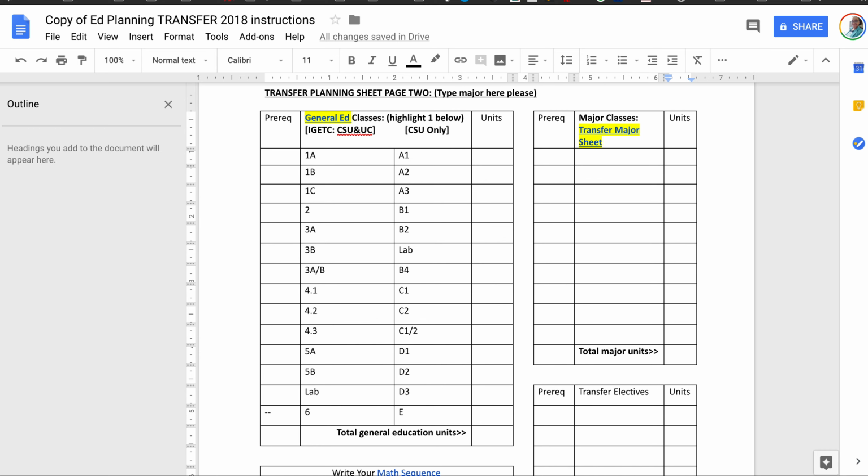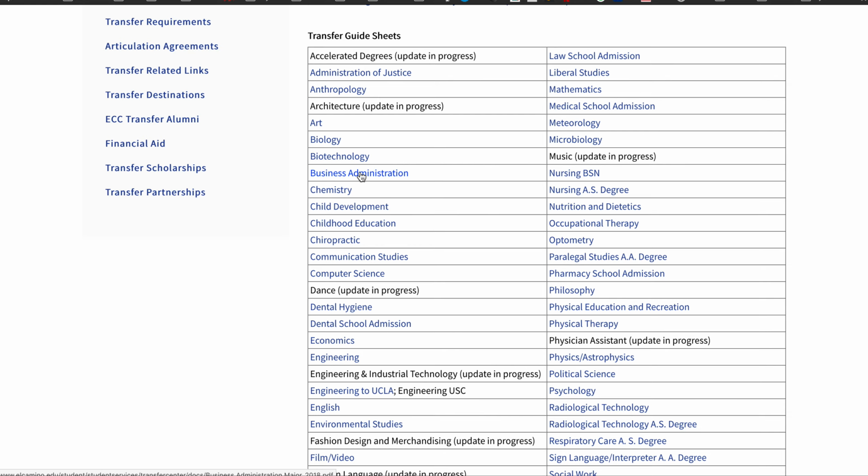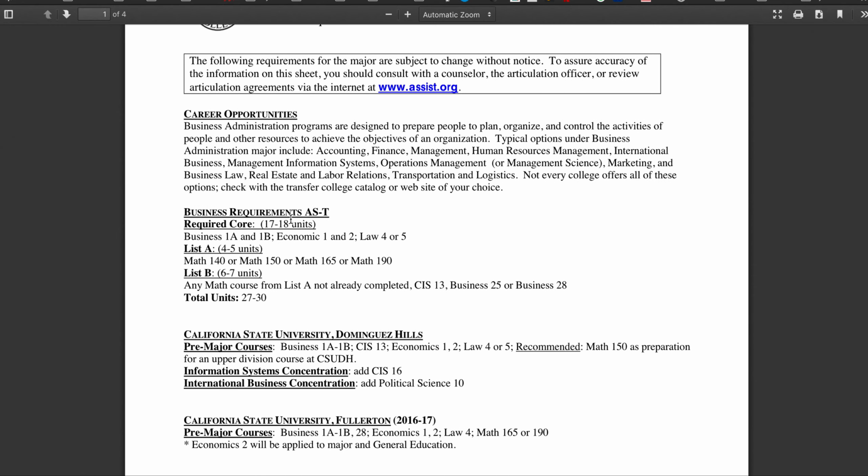I see that you had stated that you wanted to do Dominguez for business. So on the transfer major sheet, when you open up that link, you would click on business. And when you open up that, you would see the Associate of Science transfer degree for business, 27 to 30 units. And then you would look at Dominguez Hills and make sure that you were doing the correct courses there as well.